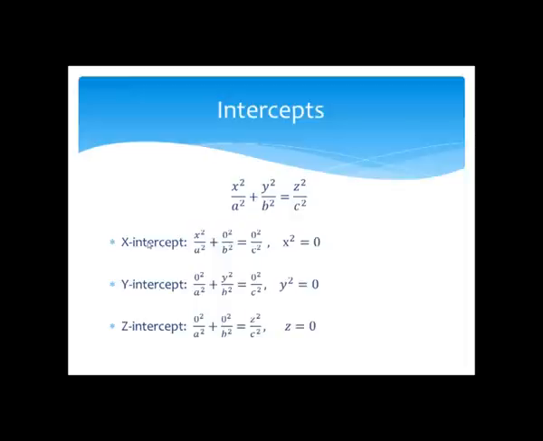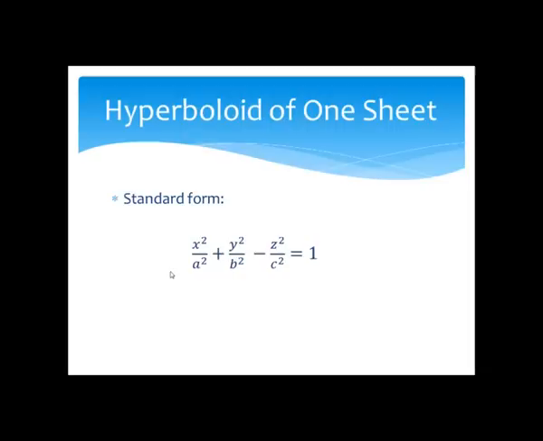Now to find the intercepts of the elliptical cone, we simply assume the other two variables as 0. Doing so gives us x equal to 0, y equals to 0, and z equals to 0. So that's all for the elliptical cone. Now we move on with the hyperboloid of one sheet. So we have the standard form of x squared over a squared plus y squared over b squared minus z squared over c squared equal to 1.